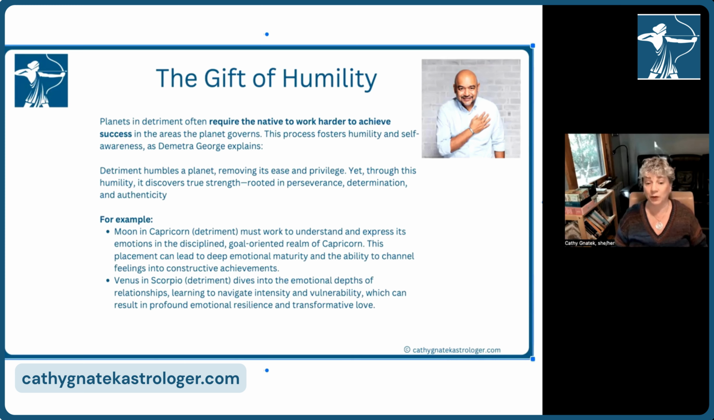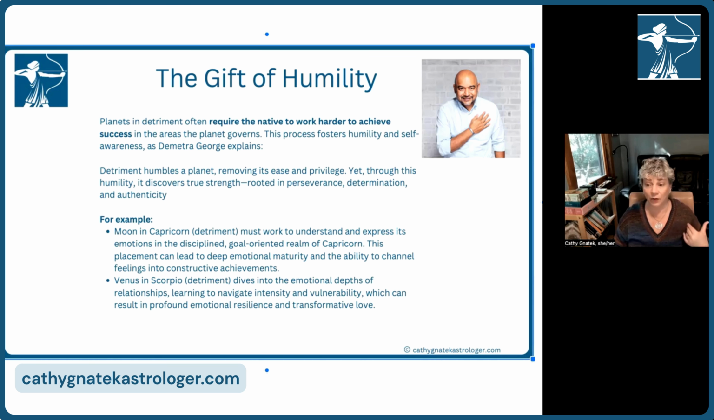For example, the moon in Capricorn must work to understand and express its emotions in the disciplined and goal-oriented realm of Capricorn. This placement can lead to deep emotional maturity and the ability to channel feelings into constructive achievements. Or Venus in Scorpio, where she's in her detriment, dives into the emotional depths of relationships, learning to navigate intensity and vulnerability, which can result in profound emotional resilience and transformative love.